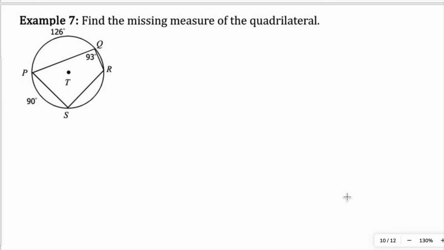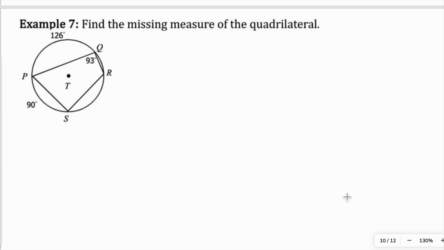The last piece we're going to talk about is finding the missing measures of quadrilaterals. And this one I did in a lot of steps. You may be able to find different ways to do this, but I started with looking at the angle I was given inside of the quadrilateral because I'm trying to figure out what else I need. I know that angle PQR is 93 degrees. So step 1, the measure of arc PSR, that means from here all the way around here, that's the two edges of my inscribed angle, is just 93 times 2. And 93 times 2 is 186.